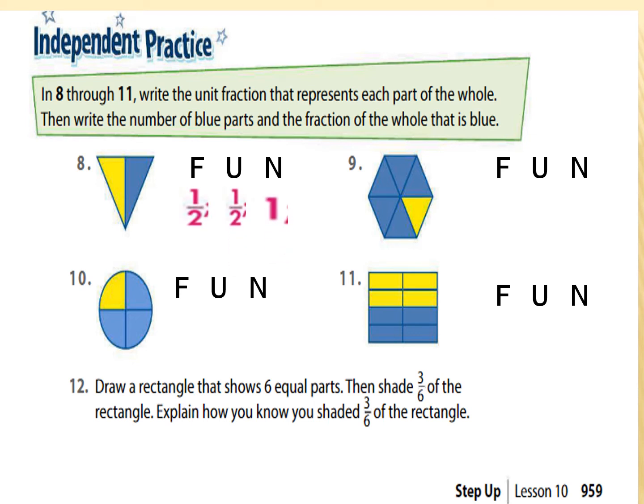Question number 9. We have to write also the word FUN. F is the fraction of the blue parts. Can you tell me what is the fraction of the blue parts? Amazing, it's 5 over 6. And U is the unit fraction. Can you say the unit fraction? Perfect. 1 over 6. Now the number of the blue parts. Perfect. We have 5 blue parts.